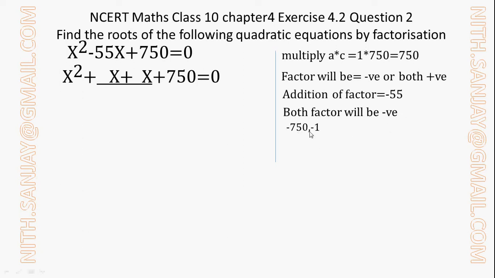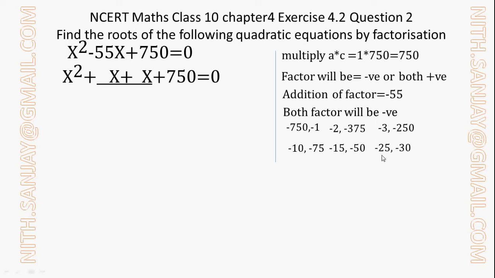So minus 750 and minus 1 cannot be my factors because they will not add up to minus 55, so I have to reject it. I will take the next factors of 750, minus 2 and minus 375. Again they will not add up to minus 55, so they have to be rejected. The next pair will be minus 3 and minus 250. Again it has to be rejected because it will not add up to minus 55.